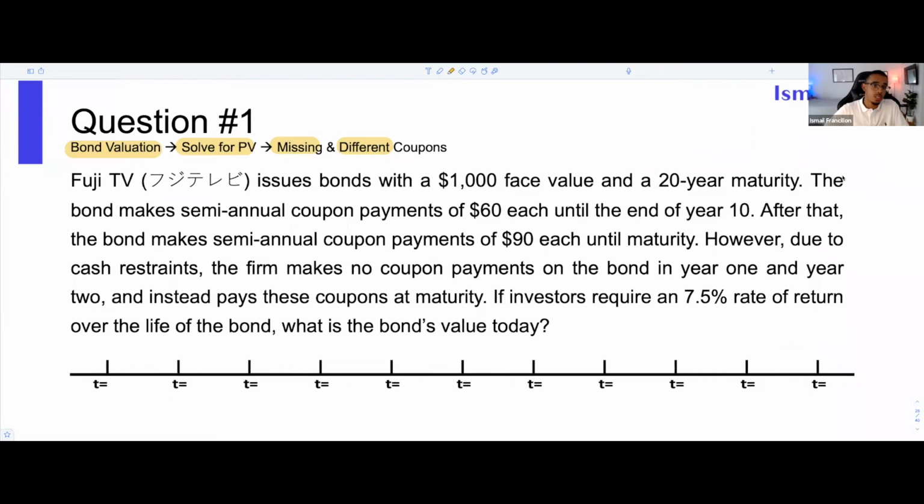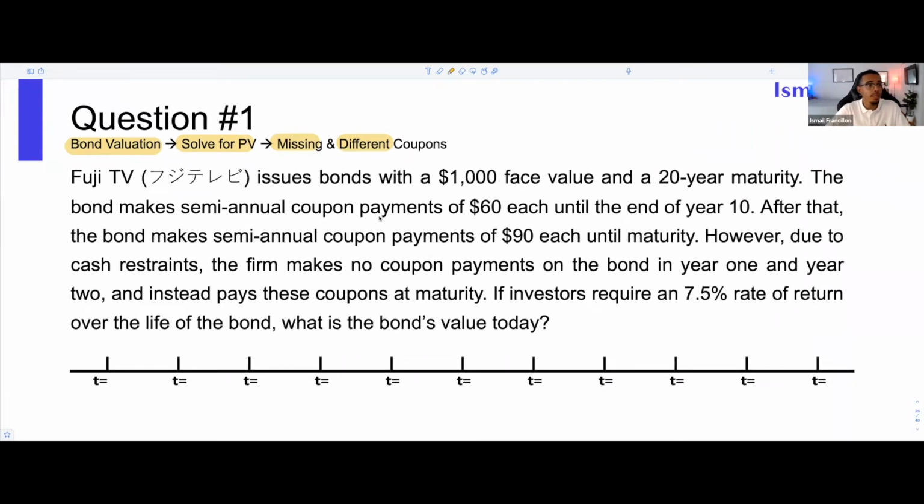Fuji TV issues bonds with a $1,000 face value. Okay, so already we know that our face value is $1,000. So we could categorize this as F equals 1,000. We also know that this has a 20-year maturity. All right, that's awesome. So if there's a 20-year maturity, that means N should at least be 20, if not more, depending on how many coupon payments we have in a year.